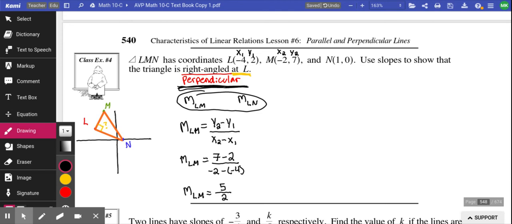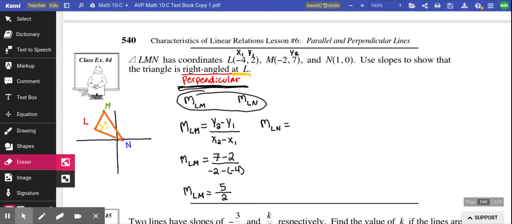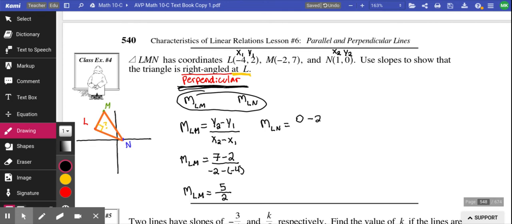Beautiful. Now we have to do the same thing for the slope from L to N. To do that, I'm no longer using point M as my x2, y2. I'm now using N as x2, y2. So I'm going to go 0 minus 2, that's y2 minus y1, divided by 1 minus negative 4, that's x2 minus x1. The slope from L to N should equal negative 2 over 5.